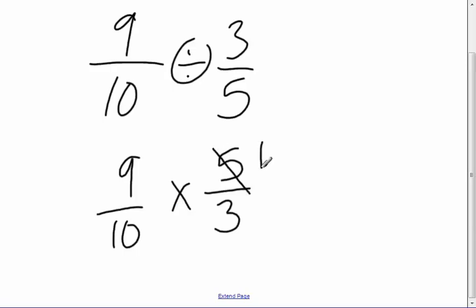How many 5s are in 10? 2. 2, that's right. Okay, and now we just go ahead and multiply. Yes.